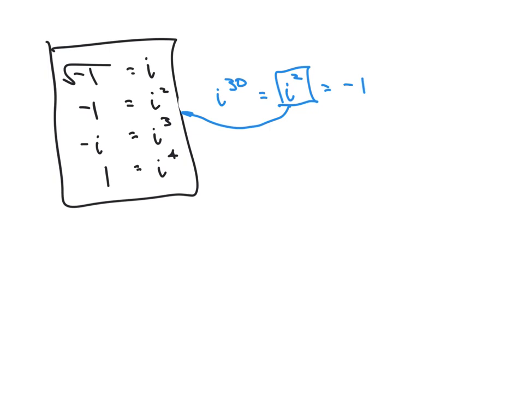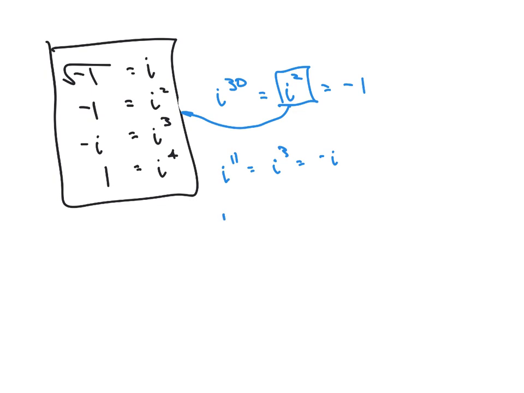That works for everything. i to the 11th power. How many times does 4 go into 11? It's always 4. It goes into it 2 times, with how many left over? 3 left over. So the answer to i to the 11th is -i, which is right there.